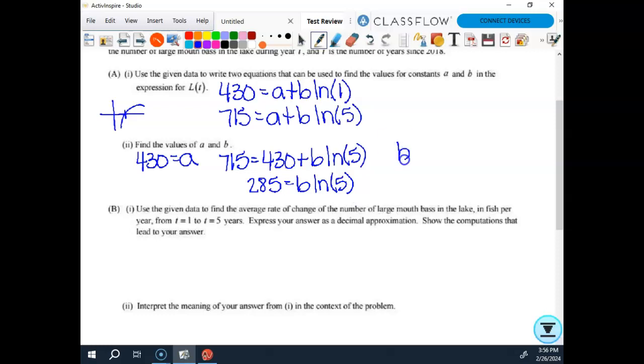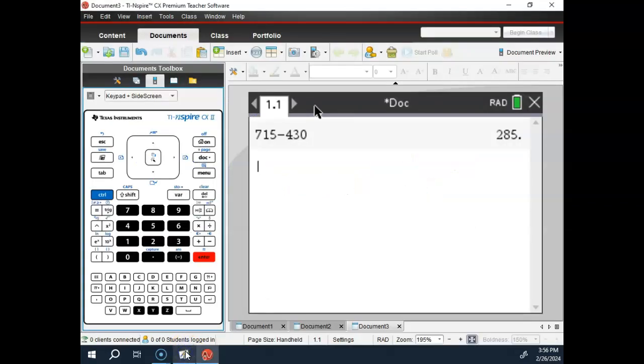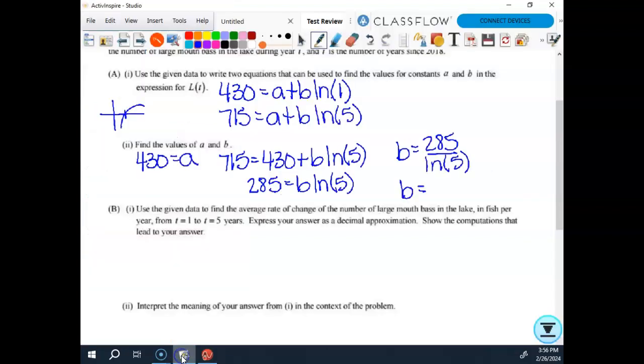So b equals 285 divided by the natural log of 5. So that means that b is equal to 285 divided by the natural log of 5. 177.080.